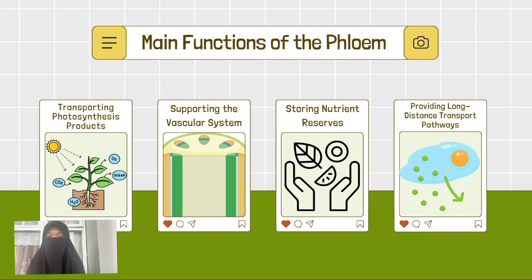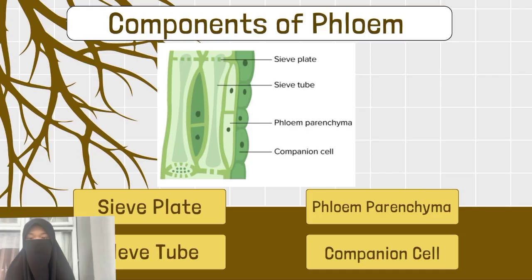Okay, this function makes phloem a critical part of plant metabolism, ensuring the distribution of energy and vital nutrients for survival and adaptation to the environment. Okay, the next slide is components of phloem.